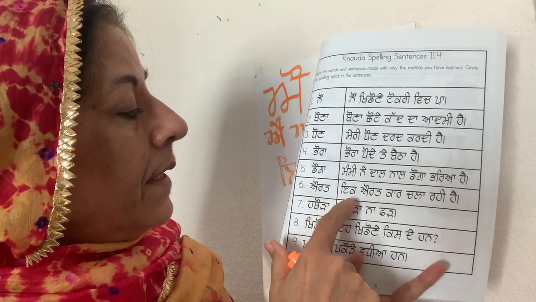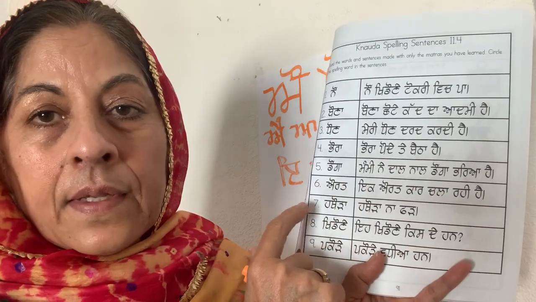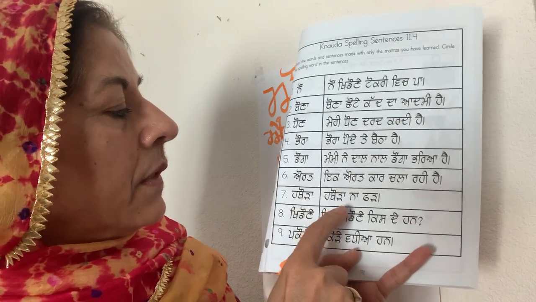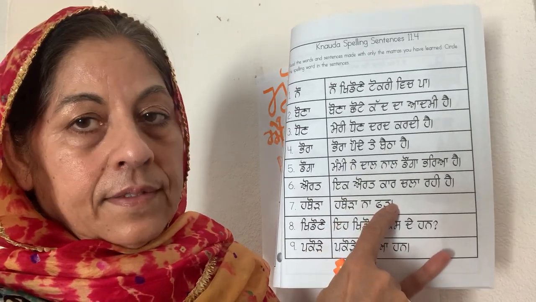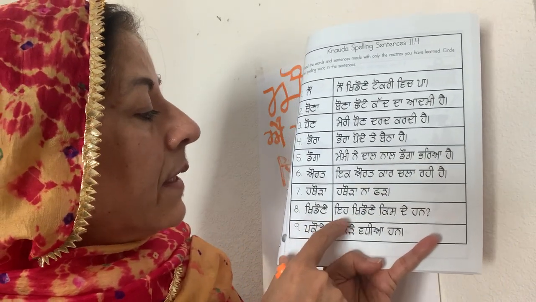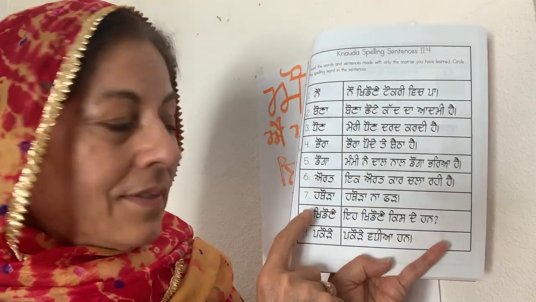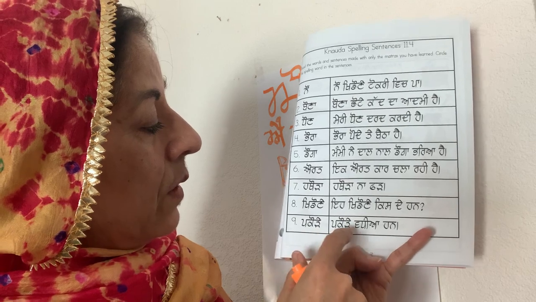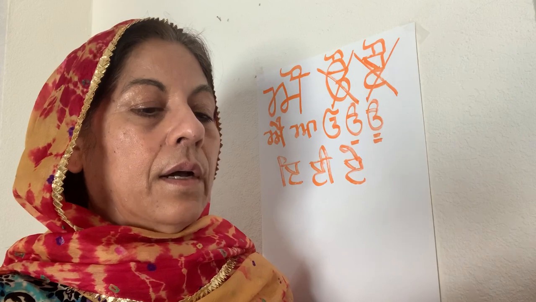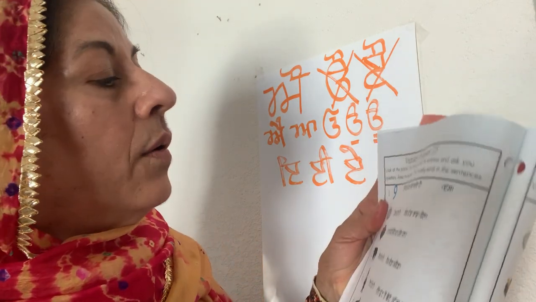Aurat. Ek aurat car chala rahi hai. One woman is driving the car. Hathora. Hathora nafad. Why? You can hurt yourself. Khidone. E khidone kis de han? Are they yours? Pakode. Pakode vadia han. Yummy, yummy. Pakode are good. Vadia, changa, swad. They all mean the same.